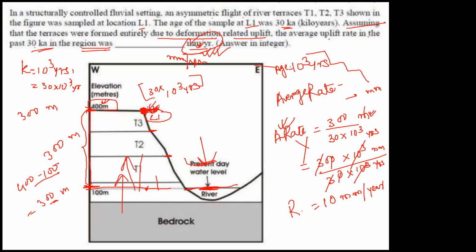Since they are asking the answer in millimeters, you have to convert meter to millimeter. So 300 into, when we convert meter to millimeter, it will be 10 to the power 3. And here also 30 into 10 to the power of 3 years. So if we calculate it, it will be 10. So the answer is 10 millimeter per year.